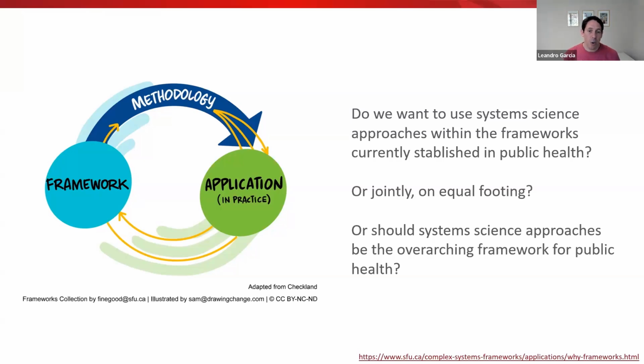So without answering these 3 questions and trying to understand how far we want to go with systems approaches in public health, it's very hard to actually say where we're up to. If our intention is to use system science to expand the current framework, perhaps we're much closer to that than we imagine. If our ambition is to see system science approaches on either equal footing or as an overarching way of framing public health, there is a lot of work still to be done.